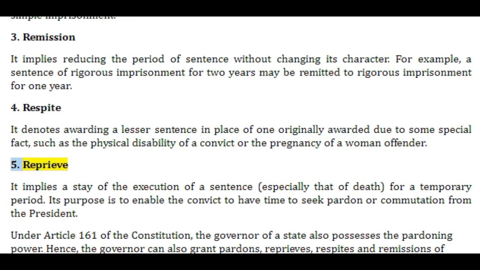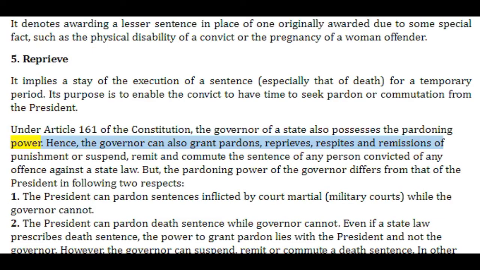5. Reprieve. It implies a stay of the execution of a sentence, especially that of death, for a temporary period. Its purpose is to enable the convict to have time to seek pardon or commutation from the President. Under Article 161 of the Constitution, the Governor of a state also possesses the pardoning power. Hence, the Governor can also grant pardons, reprieves, respites, and remissions of punishment, or suspend, remit, and commute the sentence of any person convicted of any offense against a state law.